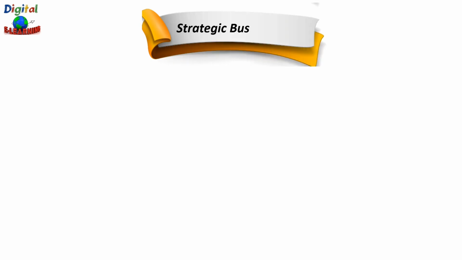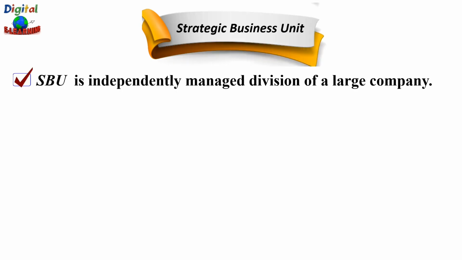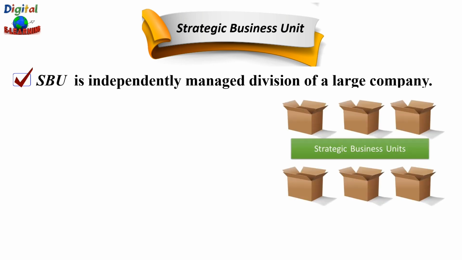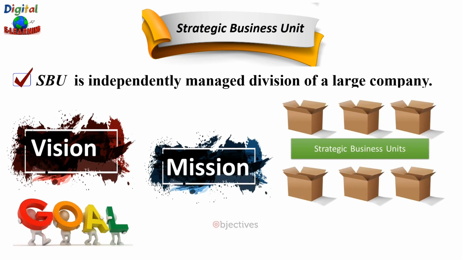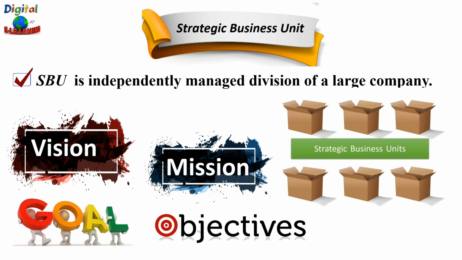A Strategic Business Unit, or SBU, is an independently managed division of a large company which has its own vision, mission, goals, and objectives, and whose planning is done separately from any other business of the company. A strategic business unit operates as a separate, fully functional unit which forms the business portfolio of the company.